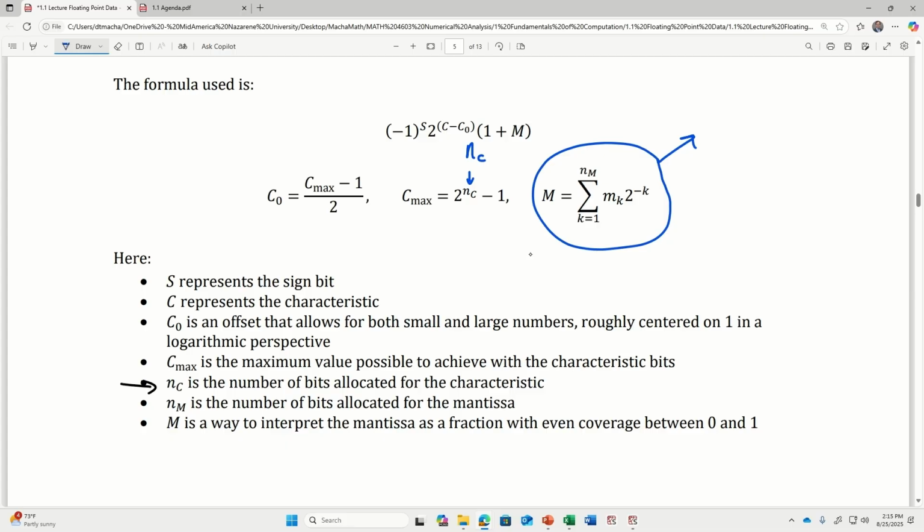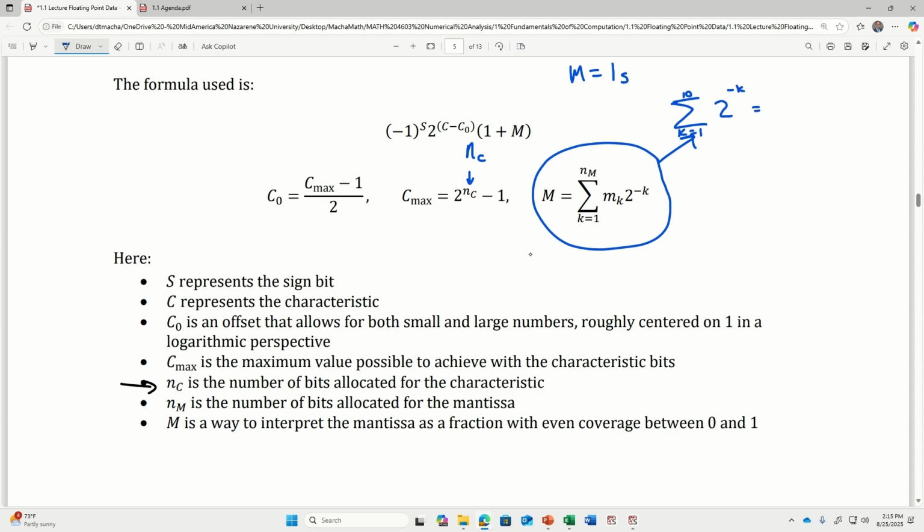This lowercase m is actually the bit that we're referring to. And so if I want the largest mantissa possible, I would want all of these m's to be 1s. Now I'm going to make a sum. I'm going to add all of these up, where k goes from 1 to 10, because I get 10 mantissa bits. And every term in the sum is going to look like 2 to the power negative k.